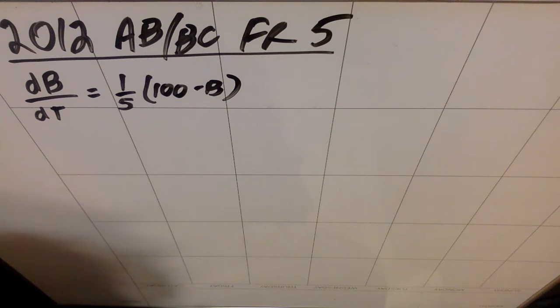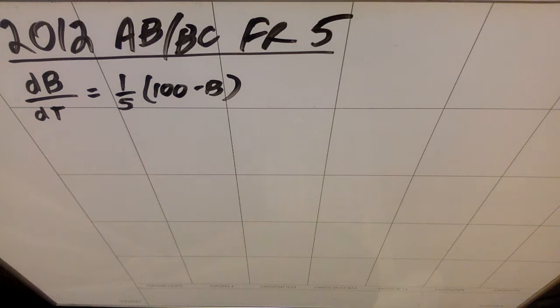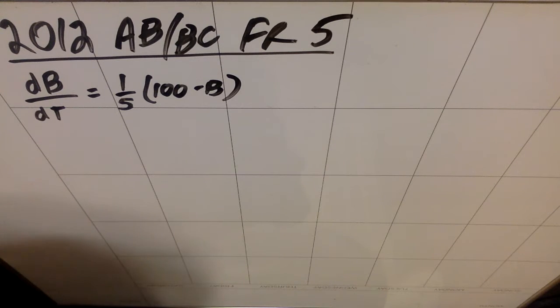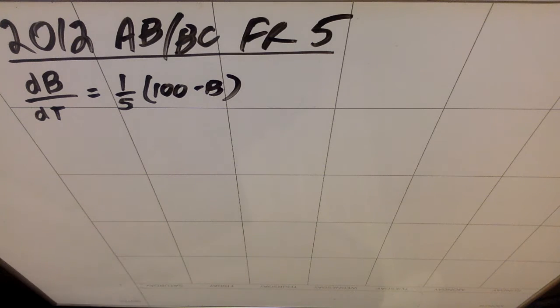All right, we're going to go ahead and do more AP review. So now we're doing 2012 AB BC free response 5. It is the same question on both the AB and BC exams. All right, so I'm going to read you the problem. Hopefully you have it in front of you.